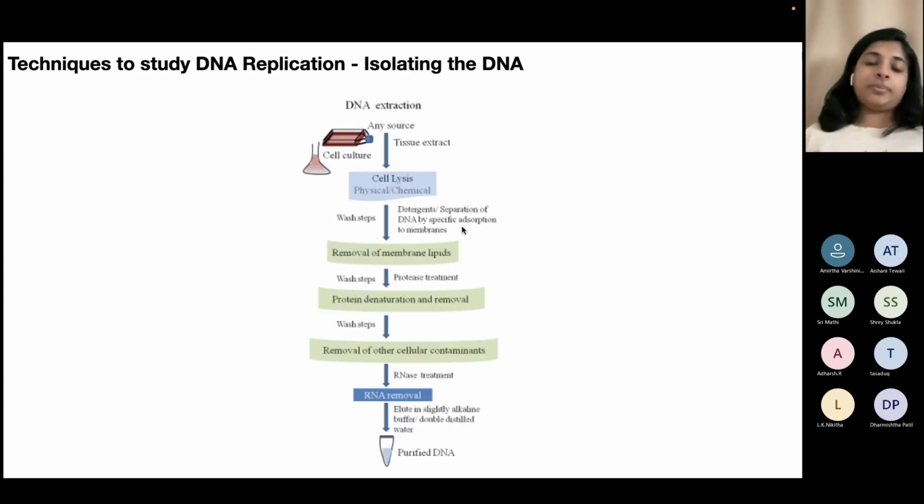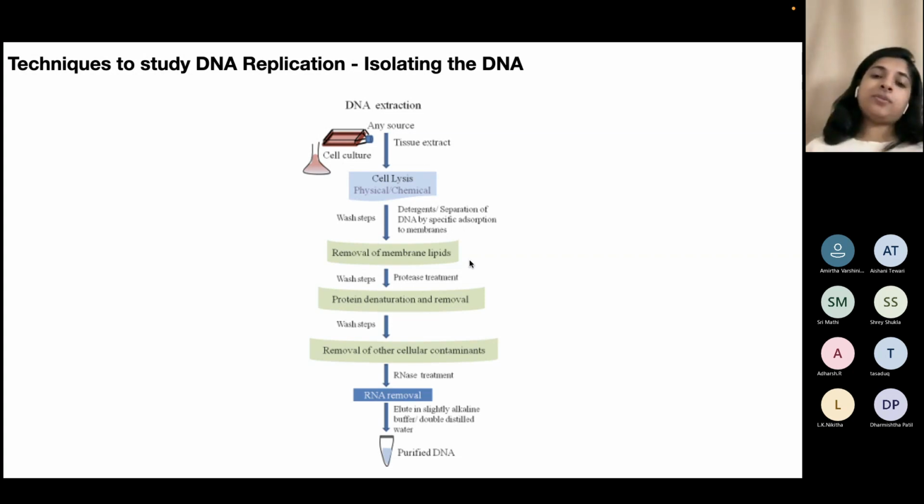So all of these experiments basically require us to isolate the DNA. DNA, as we've seen, is present within the cell membrane and within the nucleus, and there are a lot of other proteins along with it. There are histones attached to it. There might be RNAs being transcribed that could purify along with it. However, for these DNA replication studies, you need very pure DNA.